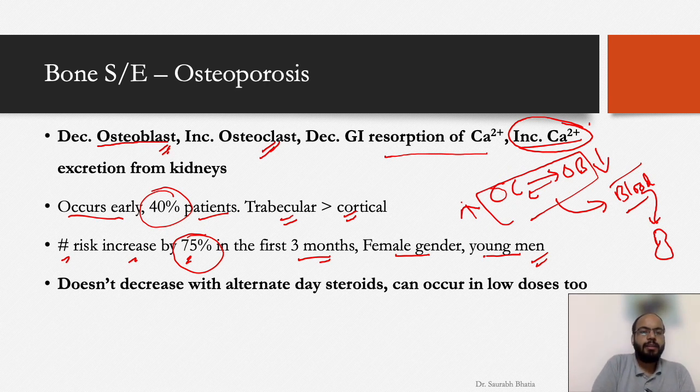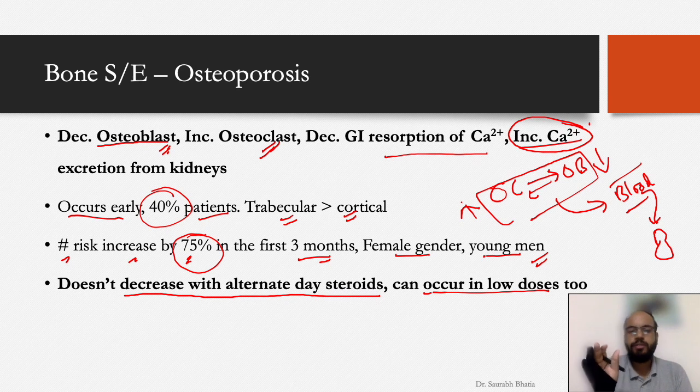Now, remember that it does not decrease with alternate day steroids, and it can occur in lower doses too. So even if you're giving physiological doses of steroids over a prolonged duration, it can cause osteoporosis. Clear?